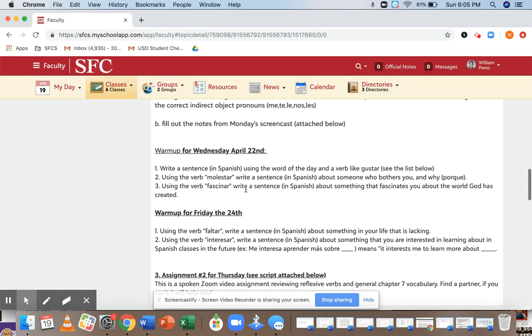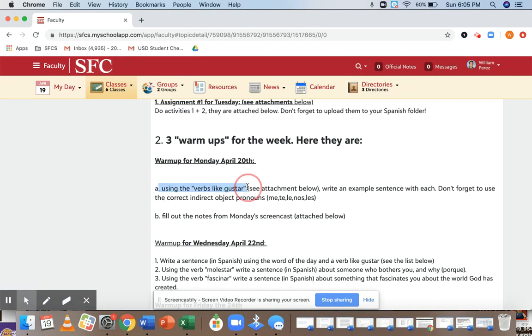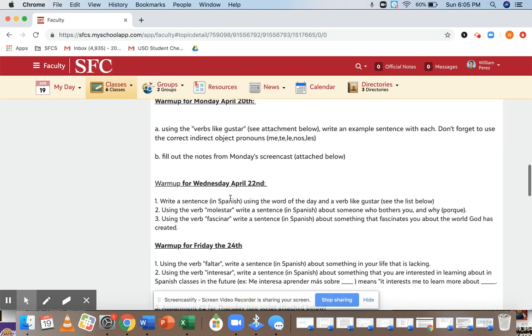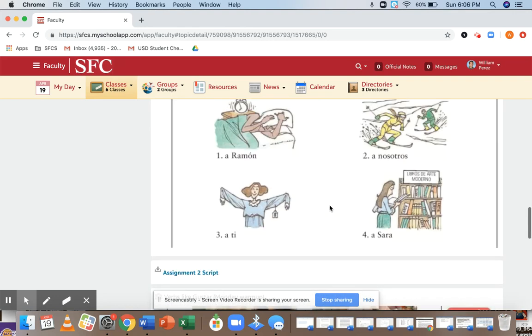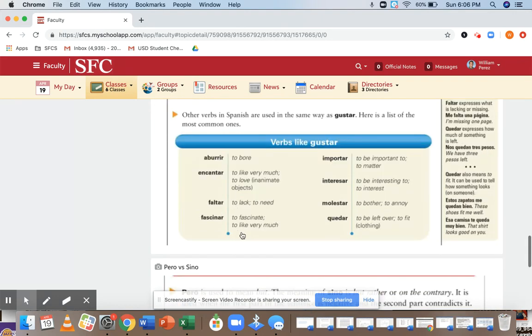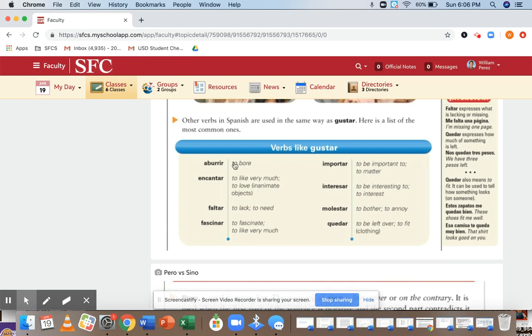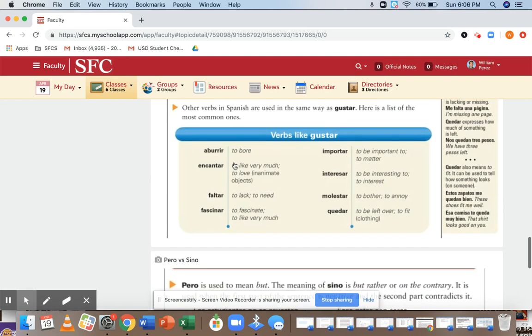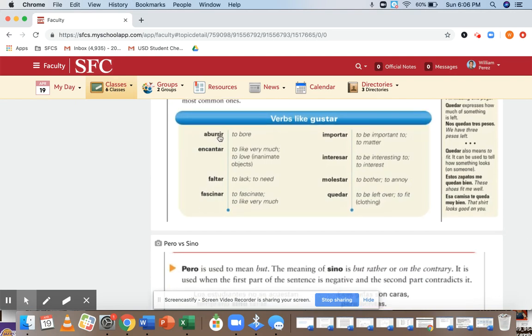Just let me know. Then your warm-up for Monday, using the verbs like gustar attachment, write an example sentence for each. So don't forget to use the me, te, le, nos, and les. You have this screenshot right here, some examples right here. Please remember how to conjugate them correctly. We are conjugating them the same way we conjugate gustar. So you do not conjugate it the same way you'd conjugate normal verbs. Okay? So those A endings for AR verbs and then the E endings for the IR verb.